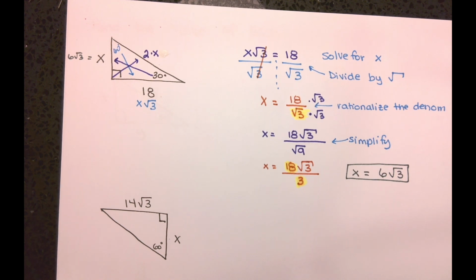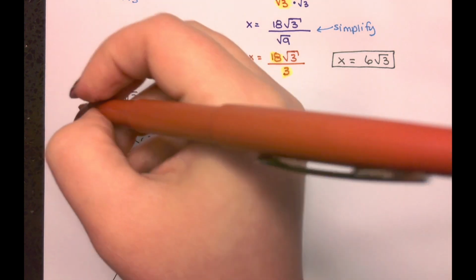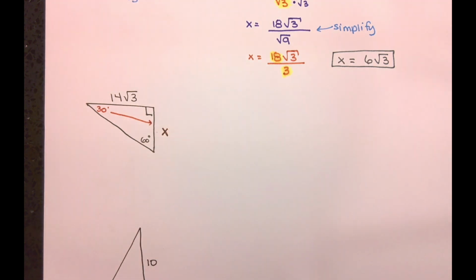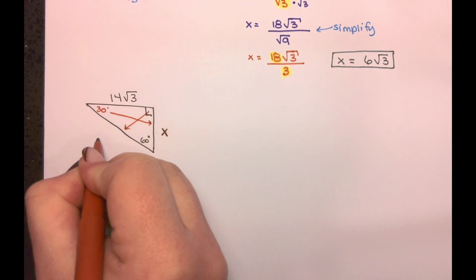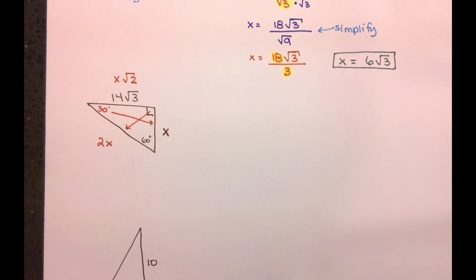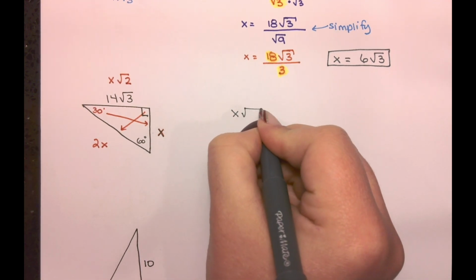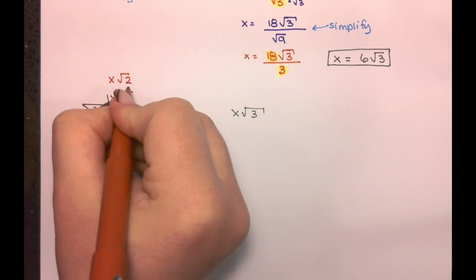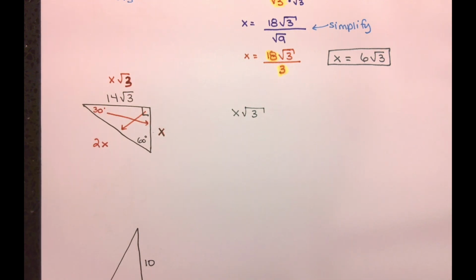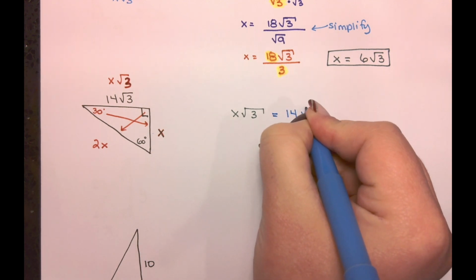Okay. All right, let's do it again. Step number 1, label your pattern. Here's 30 degrees. Across the street from 30 degrees is your X, which they already gave us. 90 degrees is your 2X. 60 degrees is your X root 2. Okay, go ahead and set up your mini equation. We have X root 3, not 2. That was weird. Hopefully you guys were screaming at me in the screen. And that's equal to 14 root 3.